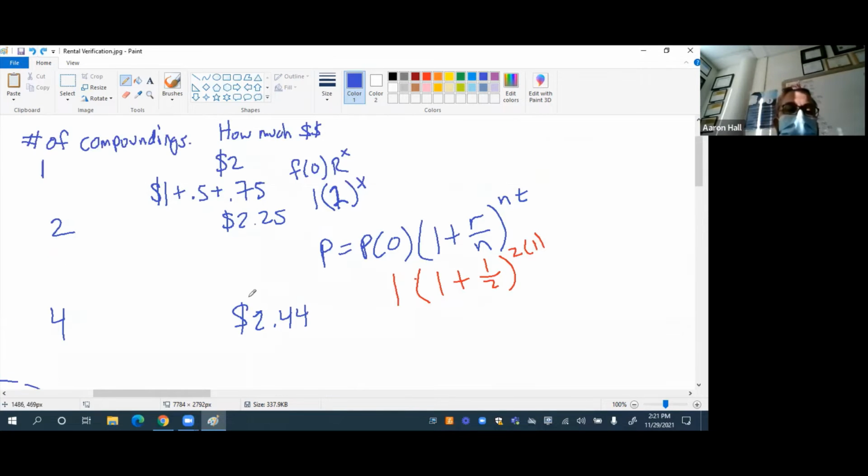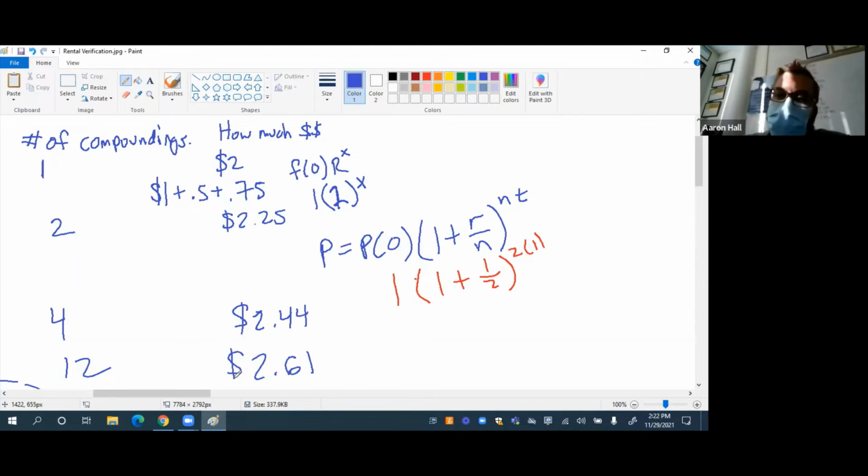All right, what if we do this instead? What if we compound every month? So how many times are we going to compound a year if we compound every month? Yeah, so this will be 12. Using our equation, what do we get? We get 2.61, yeah, 2.61, yep.